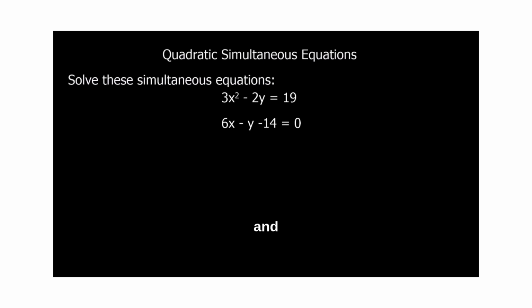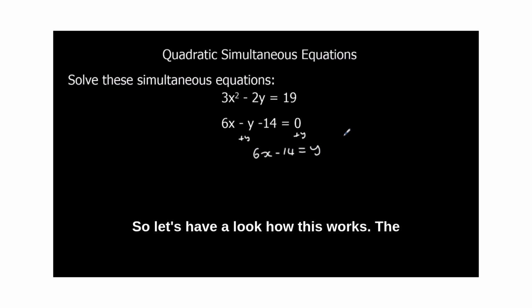Okay, so here we've got 3x squared plus 2y equals 19, and 6x minus y equals 14. So we need to make this x equals or y equals, so we can substitute it in. This is our linear one, the one without an x squared. It's easiest to make it y equals. If I just plus the y to both sides, it'll be y equals. So 6x minus 14 equals y.